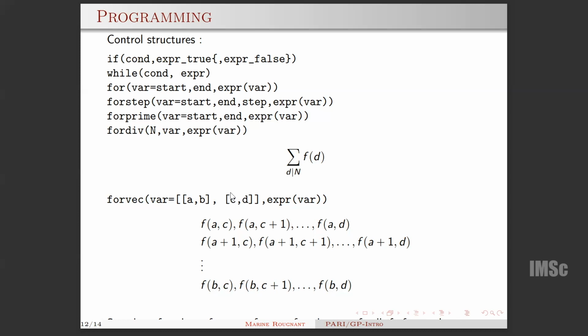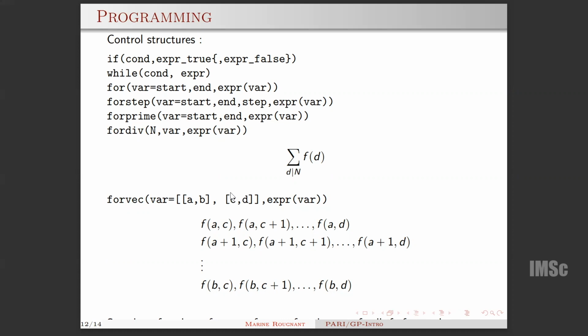And thirdly, it allows you to compute some sums where the sum is over all divisors of a specified number. So here you put n, which is your number, and then your variable, here it will be b, and the expression. And you will compute that. Could be useful to know if it exists.